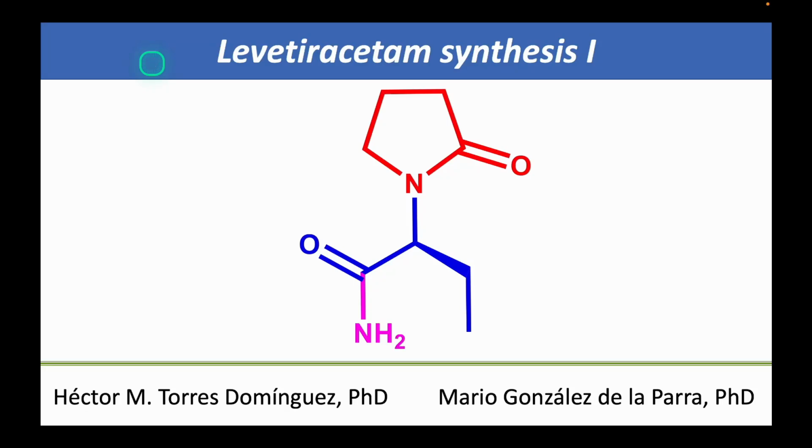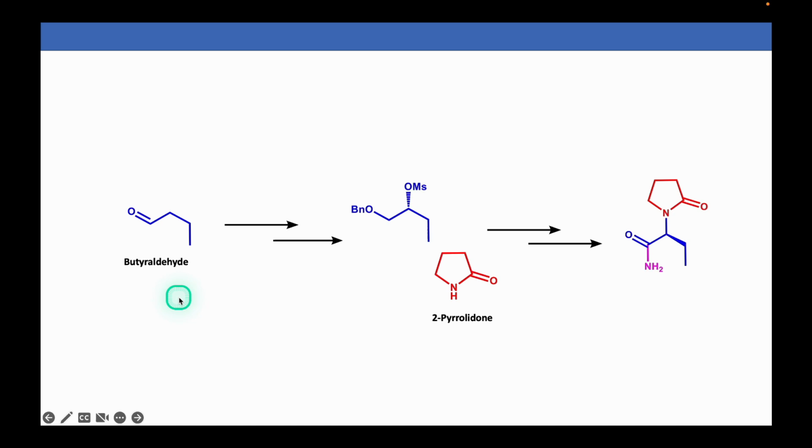Hello! In this video, we present the first synthesis of levetiracetam, according to the retrosynthesis outlined in the previous video. In general terms, the synthesis employs in the key step an asymmetric alpha hydroxylation of the aldehyde group of butyraldehyde to prepare the substituted 1,2-butanediol, which will incorporate the 2-pyrrolidone at its carbon 2, and, continuing with functional group transformations, will generate the final product.